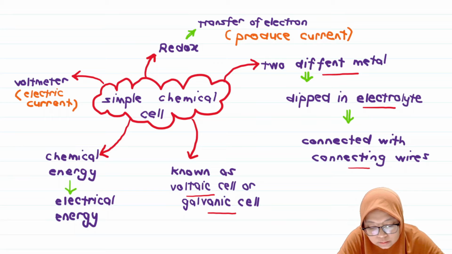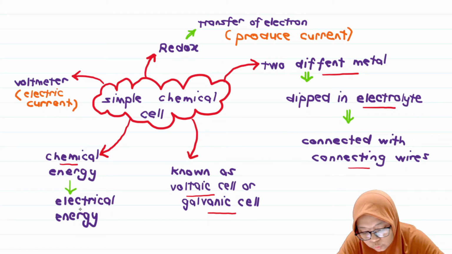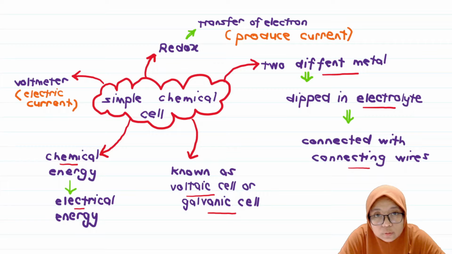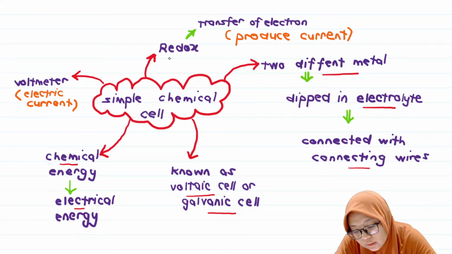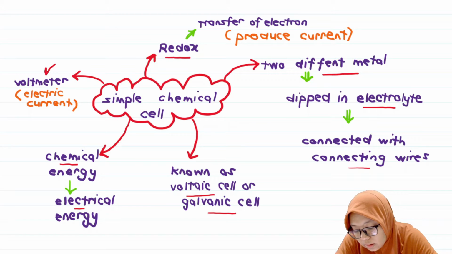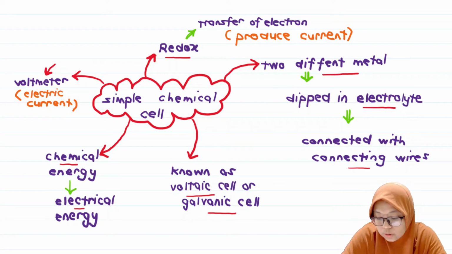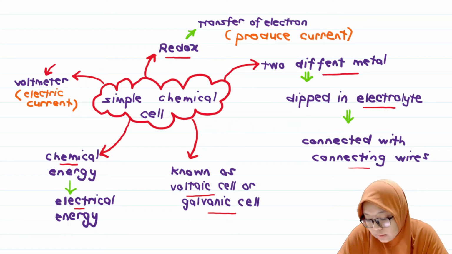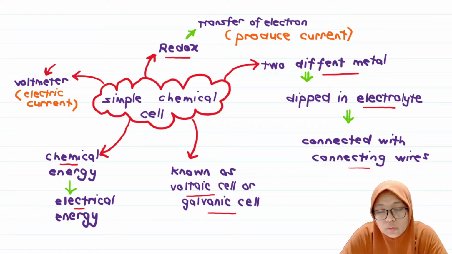The simple chemical cell is also known as Voltaic cell or galvanic cell, and it changes chemical energy to electrical energy. One of the ways that we can produce electrical energy is by changing chemical energy to electrical energy. The reaction that occurs inside the cell is called redox because there is a transfer of electrons that produces current. And the current will be determined by the reading of the voltmeter. So the voltmeter is actually used to see whether there is electrical current flowing inside the cell or not.